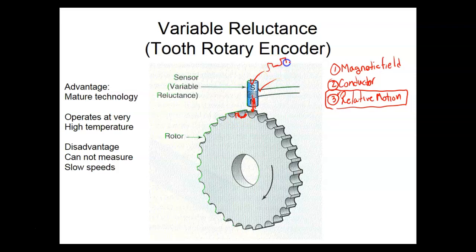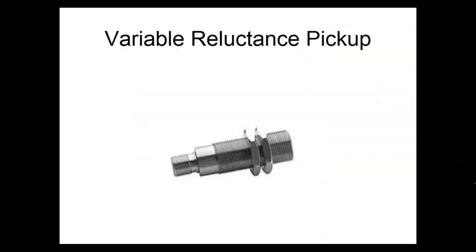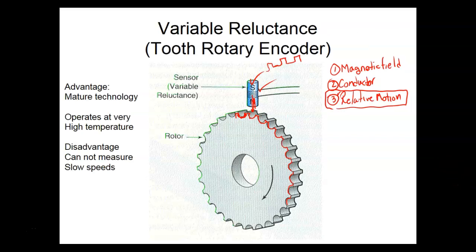So what we would do is we'd get a pulse for every tooth. These are very popular. They're usually used on your car for your anti-lock brake system. They're very reliable, and all we have to have is just a toothed gear out here that this thing flies around. A variable reluctance encoder. The advantage: it's mature technology. It's been around for a long time.